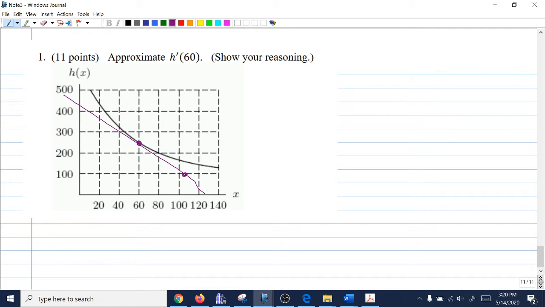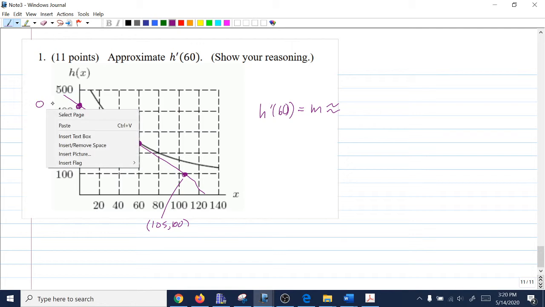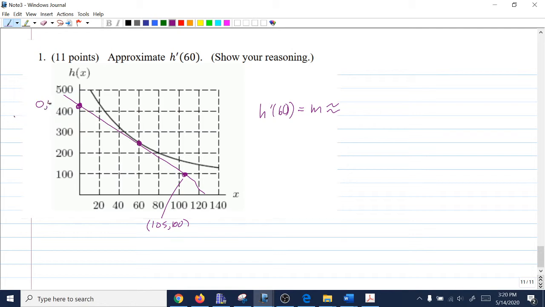I kind of went off the rails there. I'll use a point before my line went nuts. H prime of 60 is that slope. What are these points? This is like 105, 100. What's this point? That's like 0, 420. The slope is difference of the y's, 420 minus 100, over difference of the x's, 0 minus 105. This is 320 over 105. It's very close to 3.